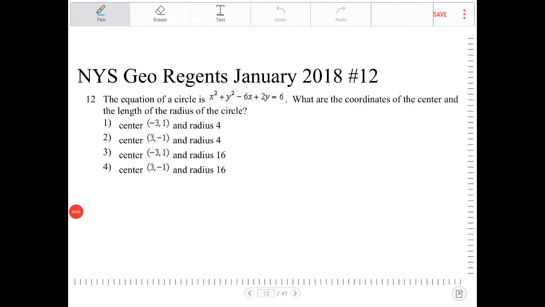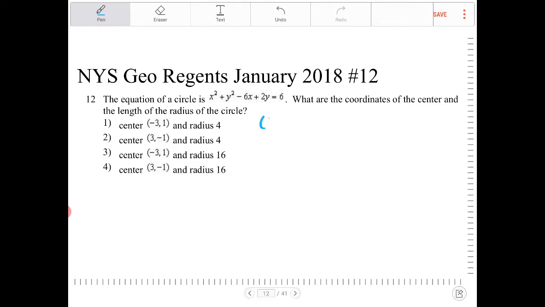The equation of a circle is x squared plus y squared minus 6x plus 2y equal to 6. What are the coordinates of the center and length of the radius of the circle? So right now the equation of the circle is written out in its expanded form.